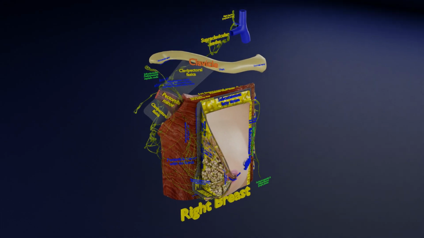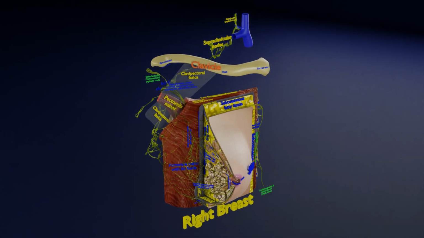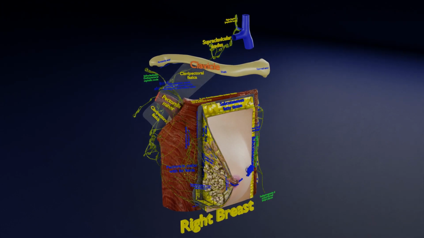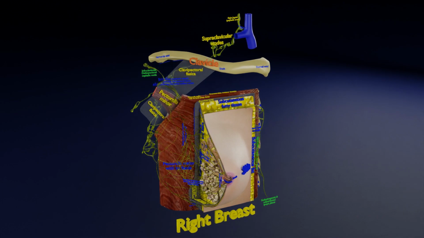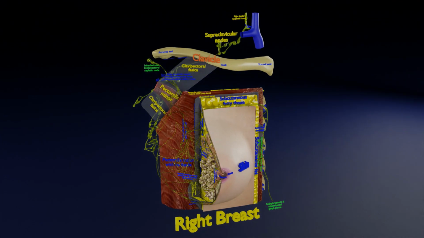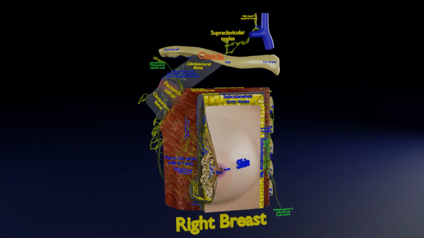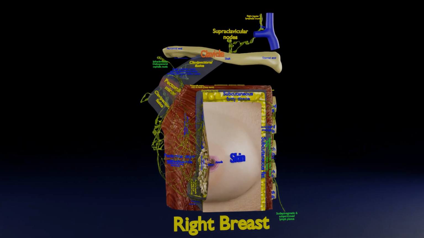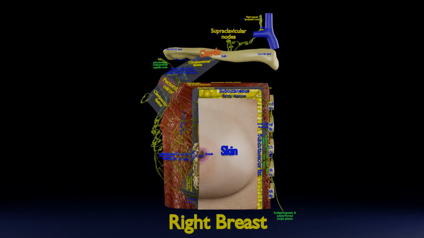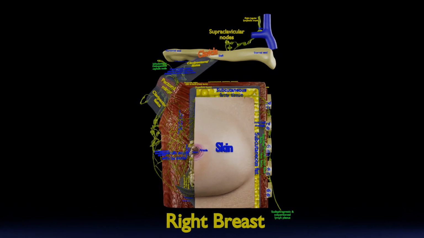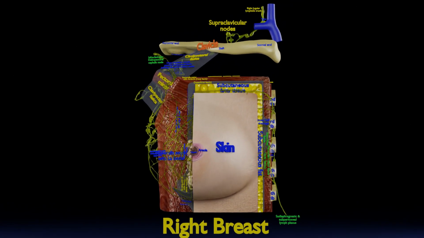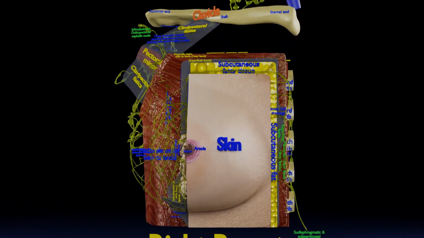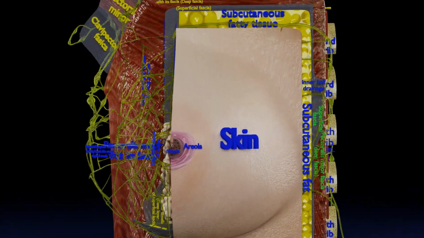In this view, you can see the cut open section of the right female breast. At the front of the chest, the breast tissue can extend from the clavicle or the collarbone to the middle of the sternum or the breastbone. At the sides of the chest, the breast tissue can extend into the axilla.